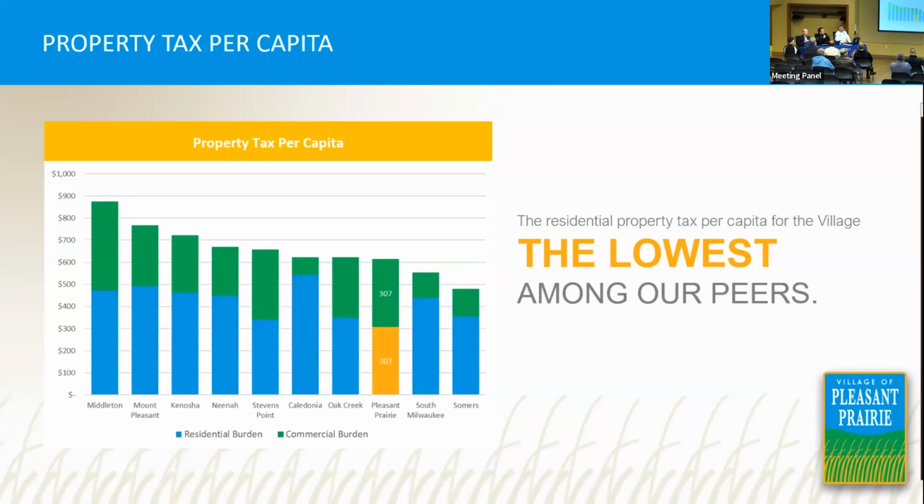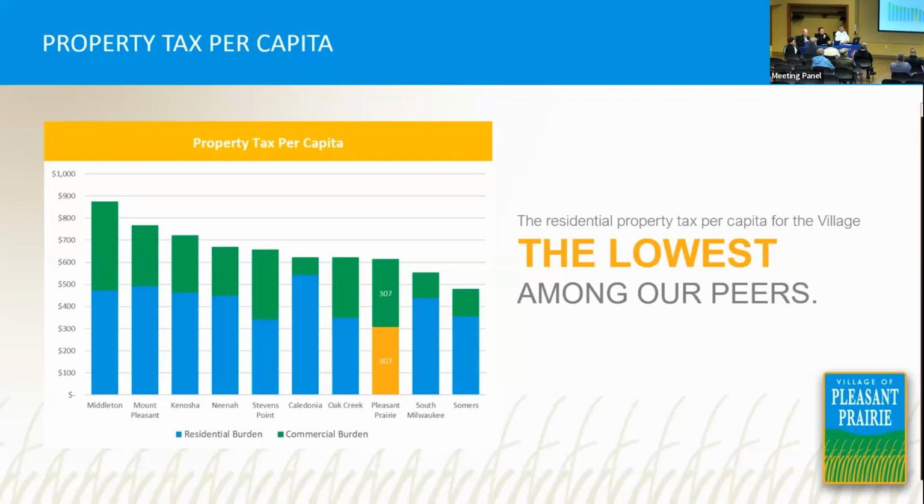And in fact, when you look at our taxes just in general, we pay less taxes than Kenosha. We pay less taxes than many of our counterparts in the surrounding area, okay? But when we distribute it across per capita, we divide it out on a per person basis, we're one of the lowest amongst all our counterparts. And then when you add in the shared cost burden, commercial versus residential, well, we learned that Pleasant Prairie has the lowest property tax per capita of residential burden among its peers.